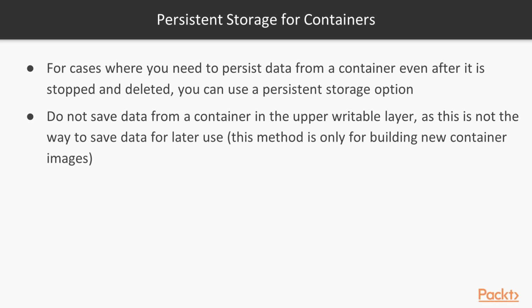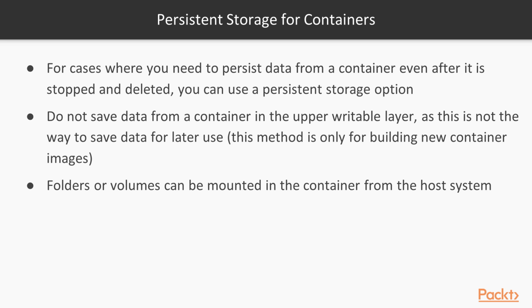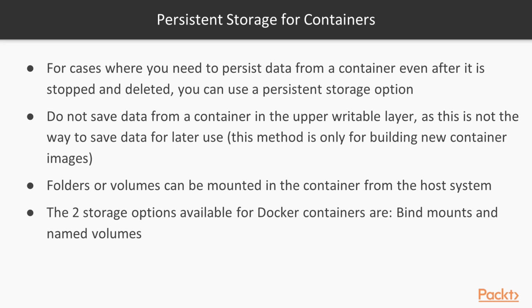Before we get into the options for persistent storage, I just want to mention that you should not use the sandbox layer of a container as storage. You should use it only when you want to build a new container image that should have the data in that layer. You can, instead, mount a folder or a so-called Docker volume in a container and give it read or read and write access to whatever is in those storage items. You can choose between bind mounts and named volumes for persistent container storage options. Let's see what they are.